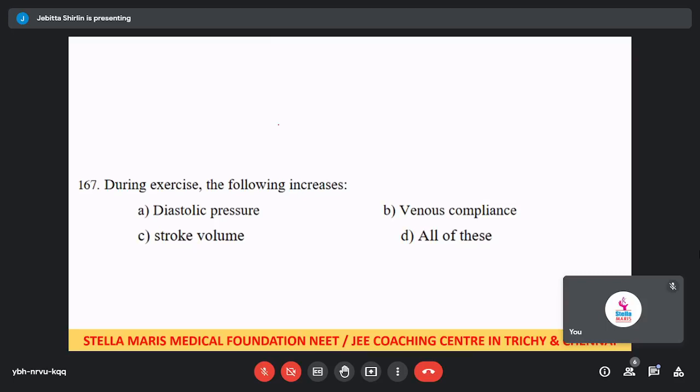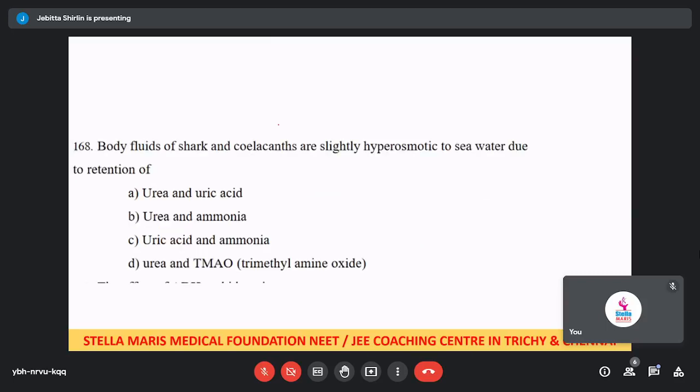Let us continue. Body fluids of shark and coelacanths are slightly hyperosmotic to seawater due to the retention of what? Hyperosmotic means increased salt concentration. Can you choose the correct answer, children? Okay, I'll tell you the answer. The answer is option D, which is urea and trimethyl amine oxide. Trimethyl amine oxide and urea accumulation will cause the hyperosmotic condition.